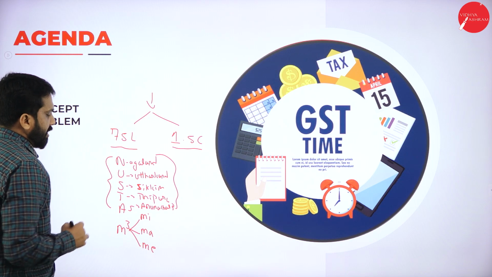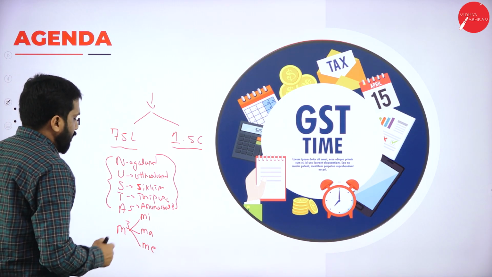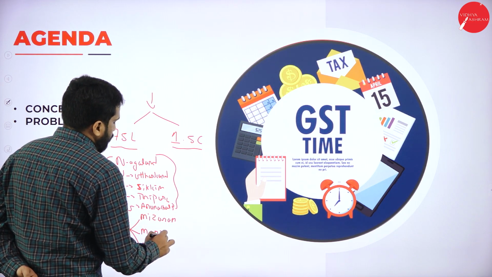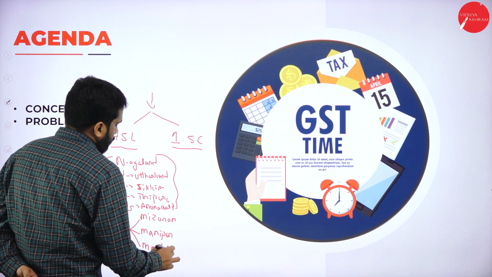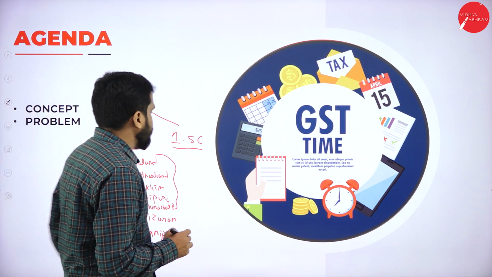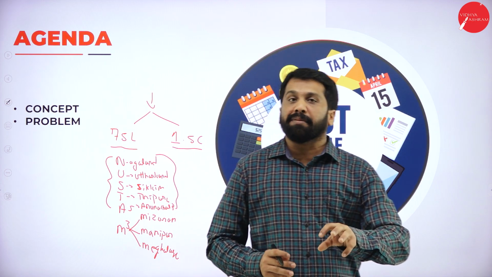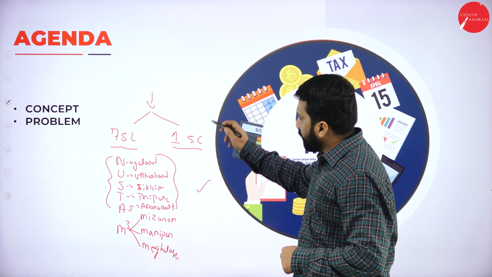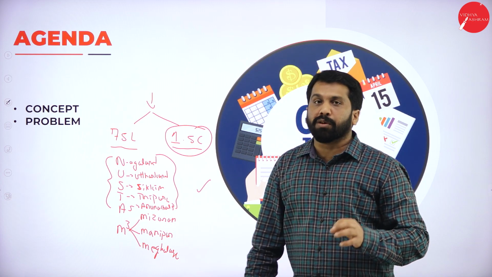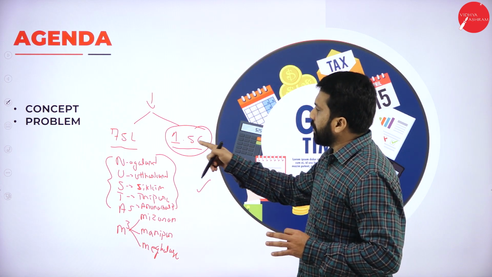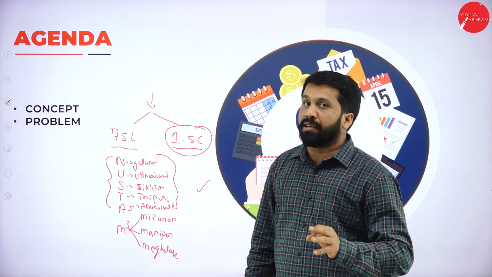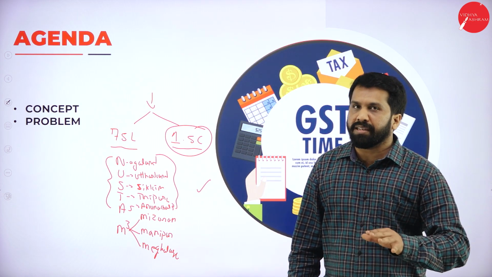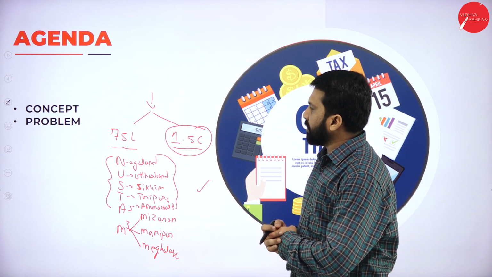So these are the major places. Along with that, we have M cube. What is M cube? M cube stands for Mizoram, Manipur, Meghalaya. These are the 8 places. So what is the turnover limit? Up to 75 lakh, you can go for the composition scheme. And other than these places, for the rest of the places, the limit is 1.5 crore. These people can opt for the composition scheme. Hope you are clear. Hope you understood what the composition scheme is. Now, we're done with this part of the composition scheme.